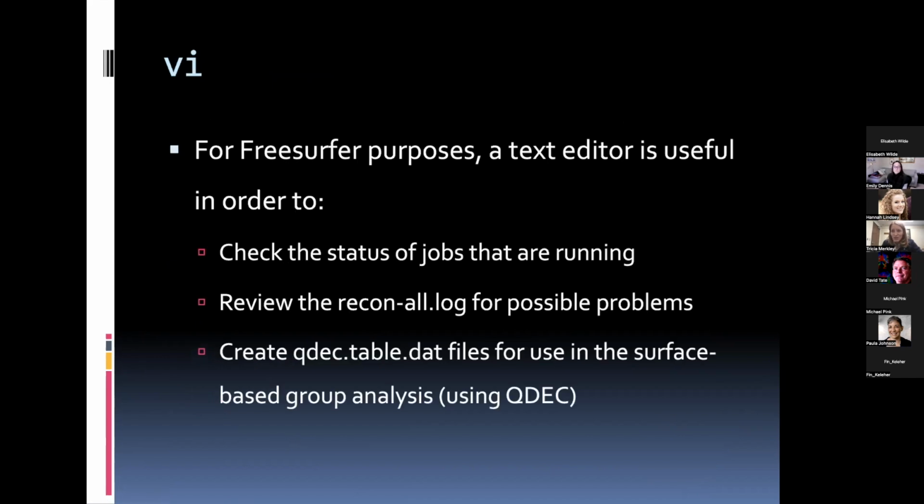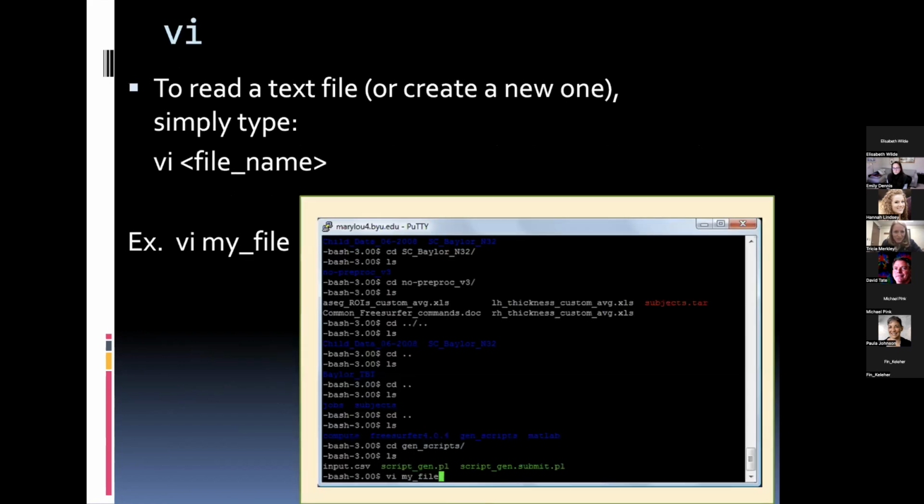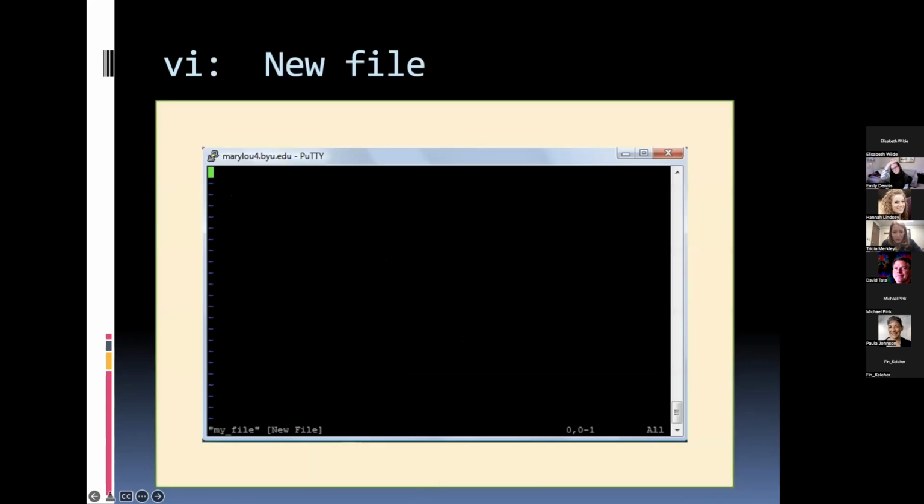If you're using FreeSurfer, a text editor can be helpful to check the status of jobs that are running. You can review the recon all log for problems. You can create files or scripts, and you can also create a qdec.dat file if you're still using qdec. To read a text file that's already been created, or if you want to create a new one, you just type VI and then the name of that file. So as shown here, and it will open up this. In this case, this is a new file.